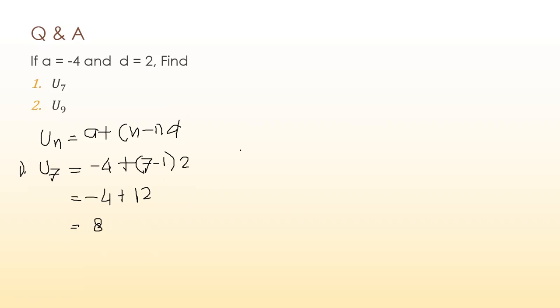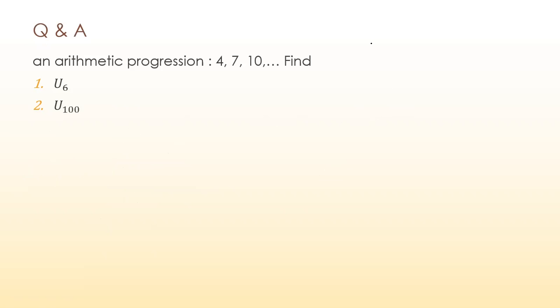Okay, so how about U9? U9 equals -4 plus 9 minus 1 times 2, -4 plus 16. Okay, 16 because 8 times 2. Then it becomes 12. All right, I think it's clear. Very simple.